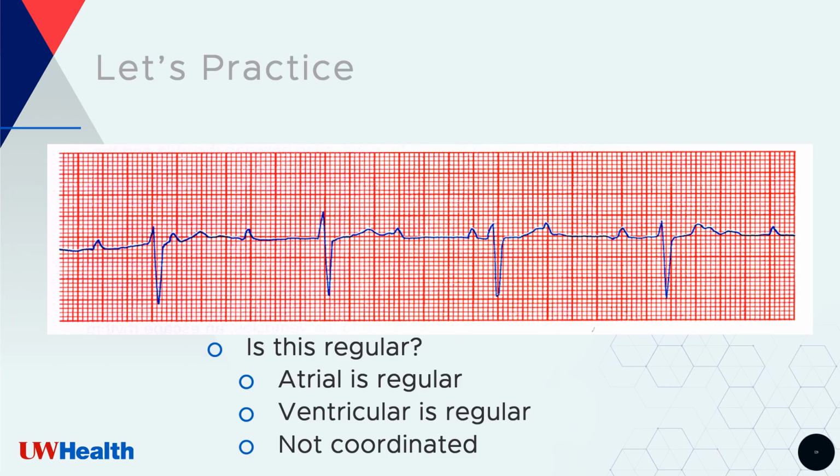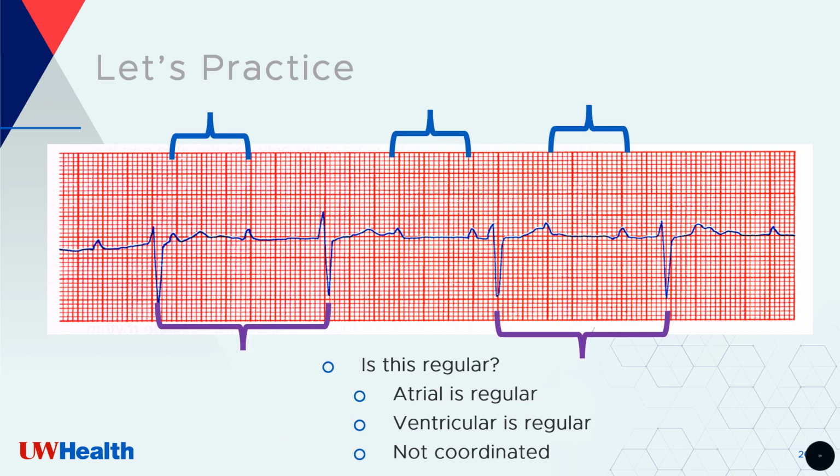Let's do some practice. So is this regular? Why, yes. The P to Ps are regular. The ventricles' QRSs are regular, as demonstrated by my caliper pictures here. But then they're really not working together. If you just look at the distance between those and the distance between the QRSs, there is no coordination.